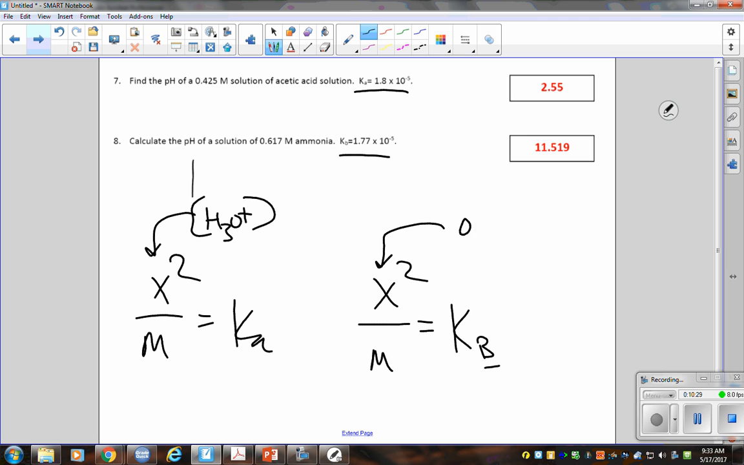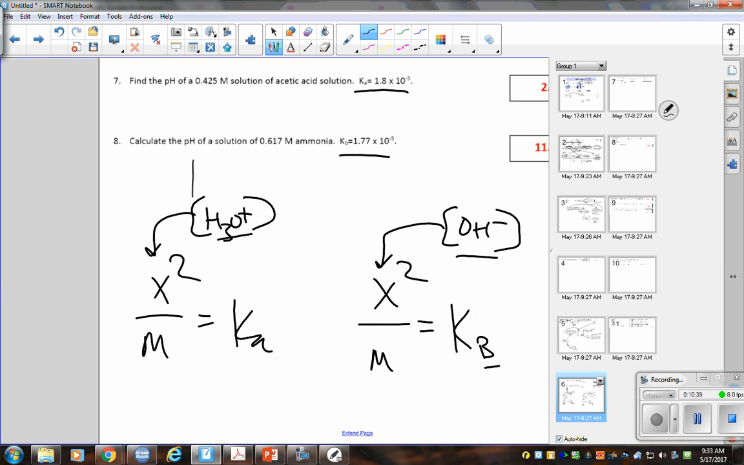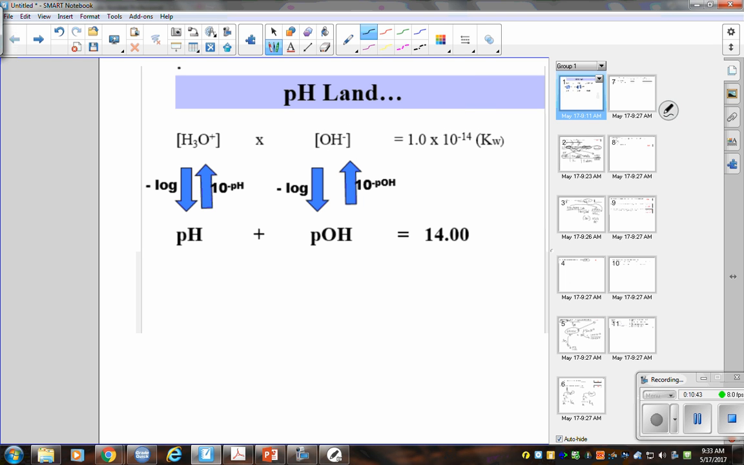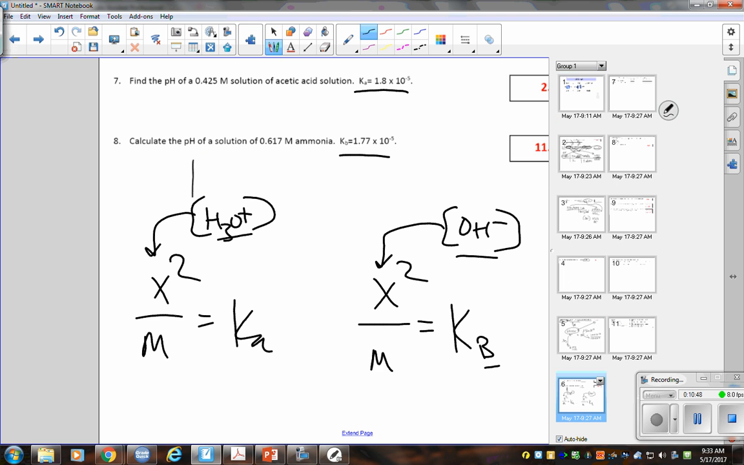But then, whenever you have to find pH or anything like that, this just gives you the starting point, then you go to pH land. So it's a two-step problem. Whenever you see a Ka or a Kb, first thing you got to do is use the equation. So you're going to use the equation right here to solve. Then you're going to go to pH land. So let's take a look here.